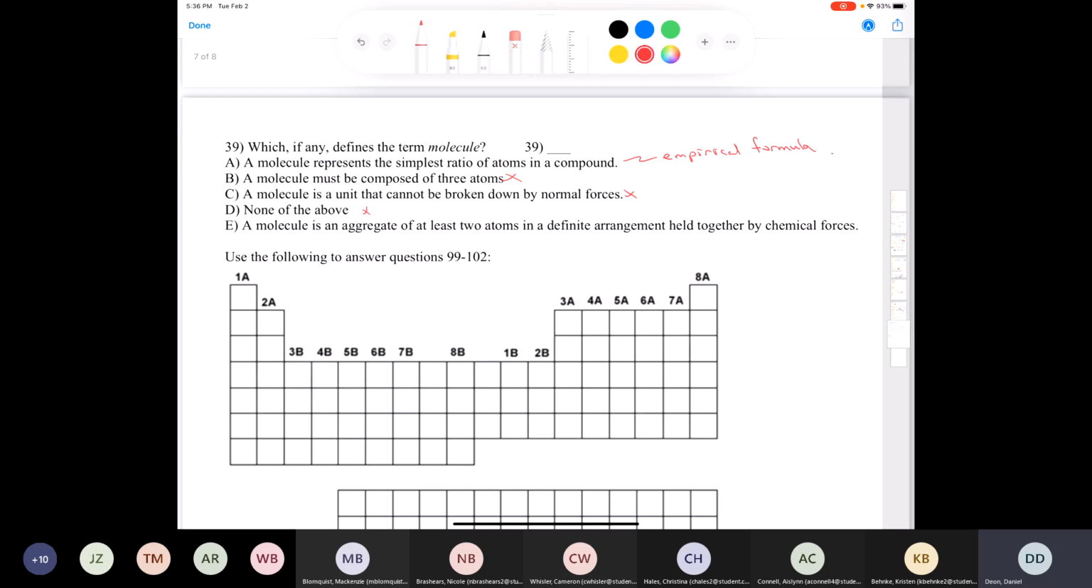None of the above. And then let's look at A. It says a molecule is an aggregate of at least 2 atoms in a definite arrangement held together by chemical forces. And that is the correct answer. That is what a molecule is, right? A molecule's got to be made of at least 2 atoms. They can even be the same 2 atoms. For example, if you have N2, nitrogen, N2, that's a molecule, right? If you have O2, that's a molecule. If you have Cl2, that's a molecule, but so is CO2, right? So is CO, that's also a molecule. So again, at least 2 atoms in a definite arrangement held together by chemical forces.